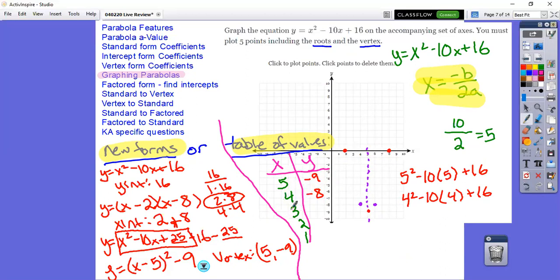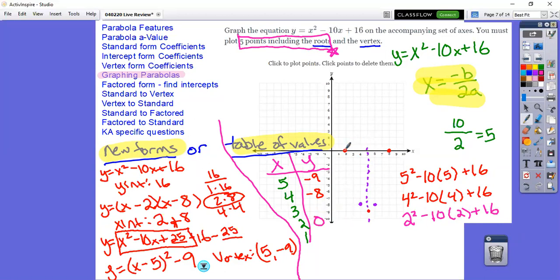What you're going to find is that when you plug in 3, you don't get to your roots. And if you come back up here, it said 5 points, including the roots. So it would force you to solve one extra problem real quick. I'm just going to skip over the 3 and go to the 2. So that means I would solve 2 squared minus 10 times 2 plus 16. And that is going to solve out to give me my y value of 0.